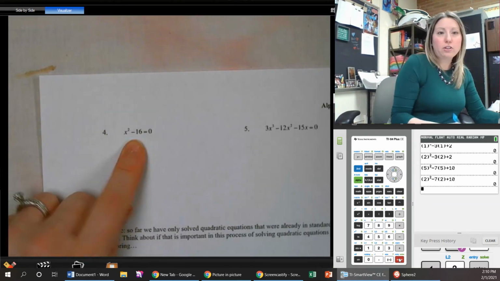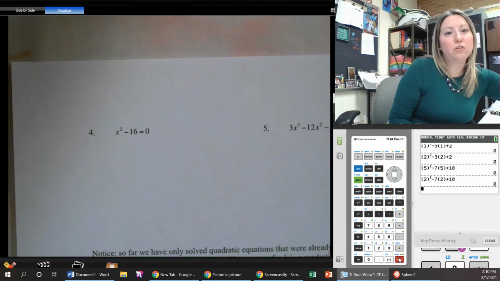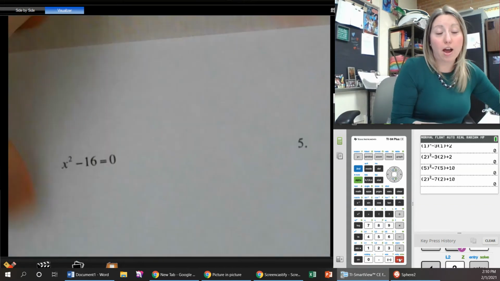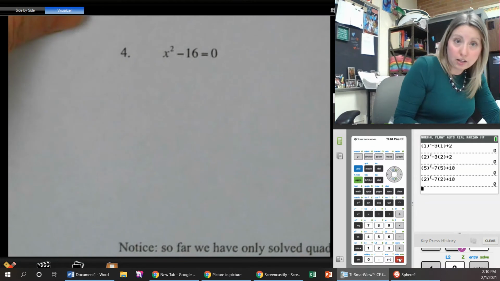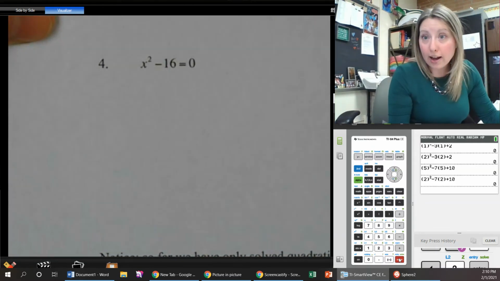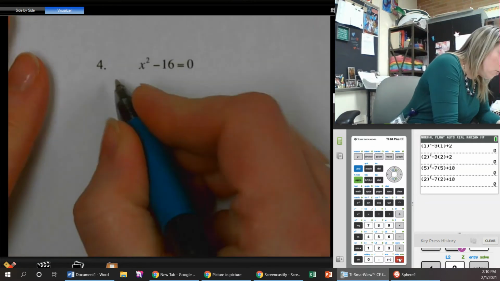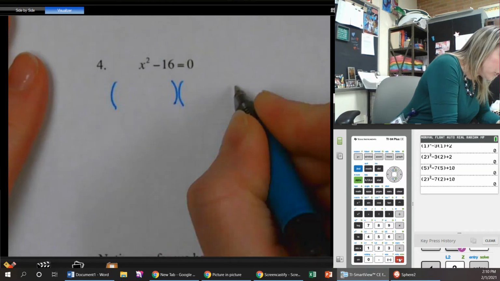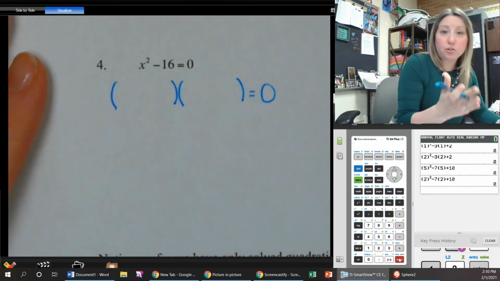Okay, x squared minus 16 equals 0. All right, well, x squared is a perfect square. 16 is a perfect square. We're subtracting, so you know how this goes. This is DOTS, difference of 2 perfect squares, and that always factors the same way.